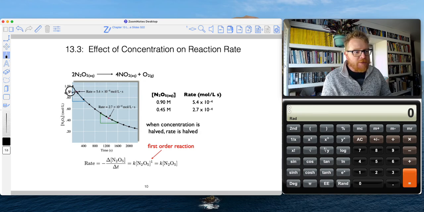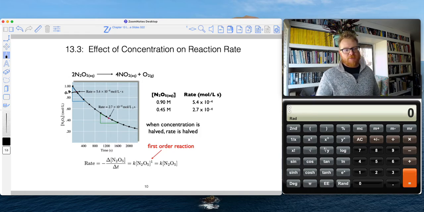So hopefully you can see that's 0.90. So if we take the slope of that, someone already did that for us. And so we can see that that turns out to be 5.4 times 10 to the minus 4. That would be molarity per second, right? So that's the same as saying big M per second.